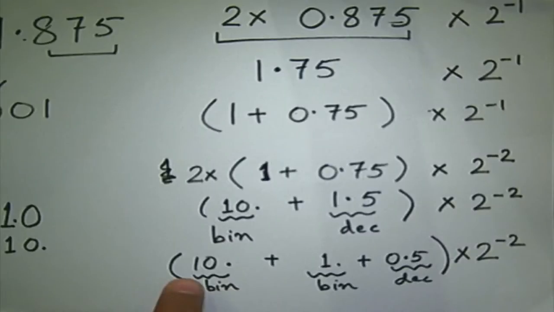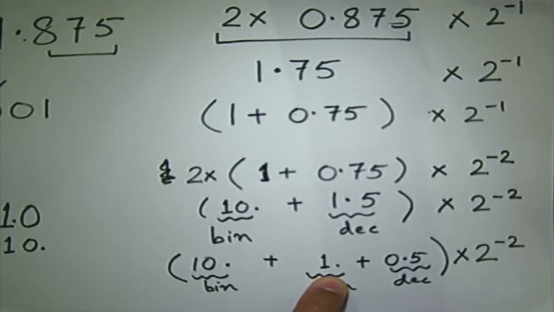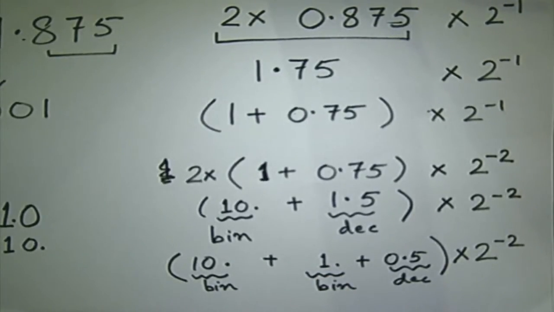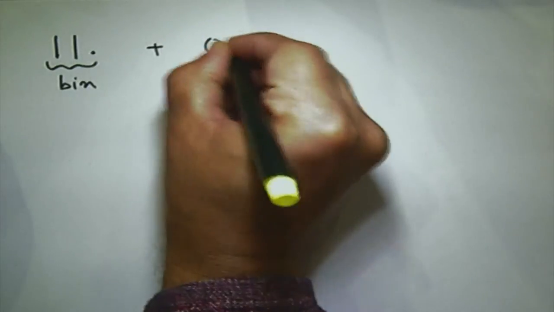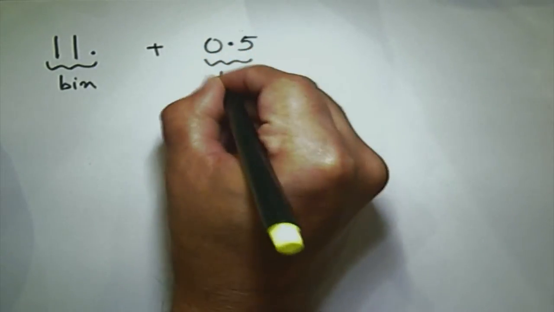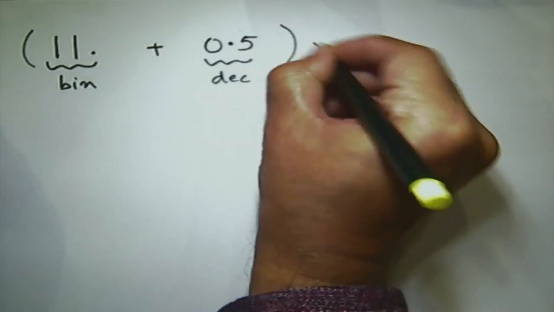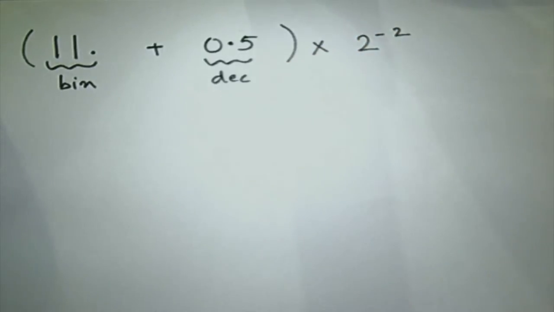But for the time being, let us just convert it to decimal, add them and convert that number back to binary. So this is 2 plus 1, 3. And let's convert 3 back to binary, which will be 1, 1. So we'll have 1, 1 in binary, 0.5 in decimal, multiplied by 2 raised to minus 2. So we'll have 1, 1 point in binary, plus 0.5 in decimal, and we have to multiply this by 2 raised to minus 2.